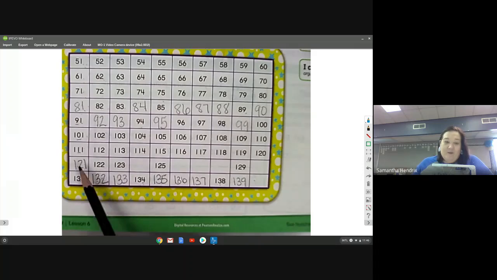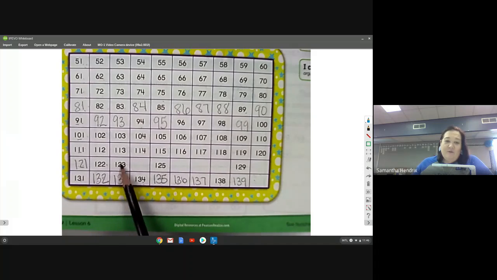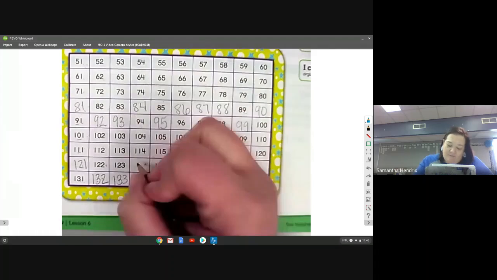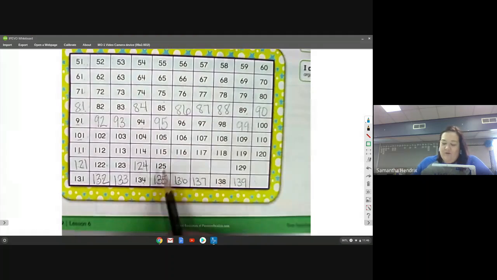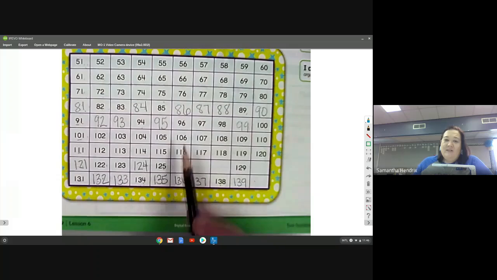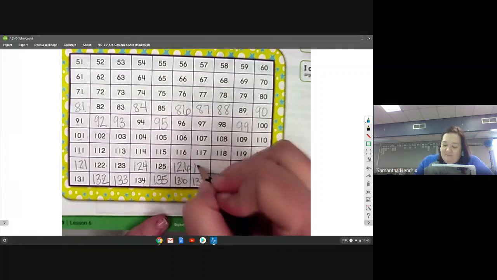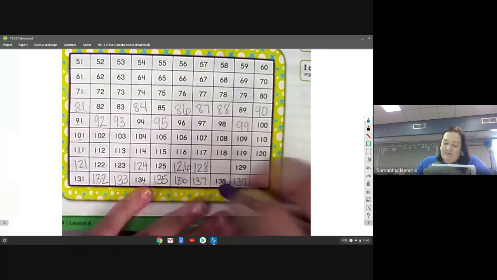Okay, let's look here. 121, 122, 123, 124. Look, all of the ones digits are 4. 125. What's your ones digit? It's a 6. So it's going to be 126, 127. Oops, but I wrote an 8.